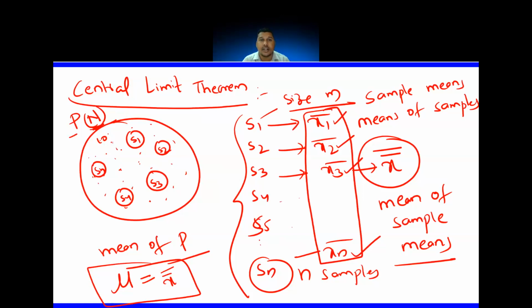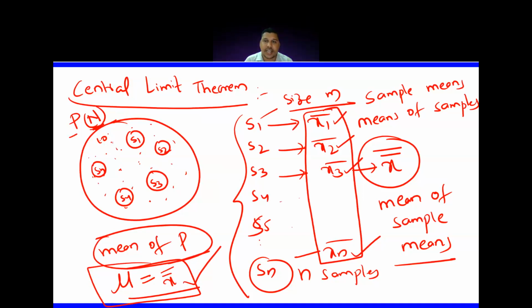So understand central limit theorem. When you have a population of size n, which is normally distributed, then you draw some random samples S1 to Sn. For each sample, you find out the mean. Then for those sample means, again you find out a mean. That is called the mean of sample means. So the mean of the population can be equal to the mean of sample means. This is your central limit theorem.